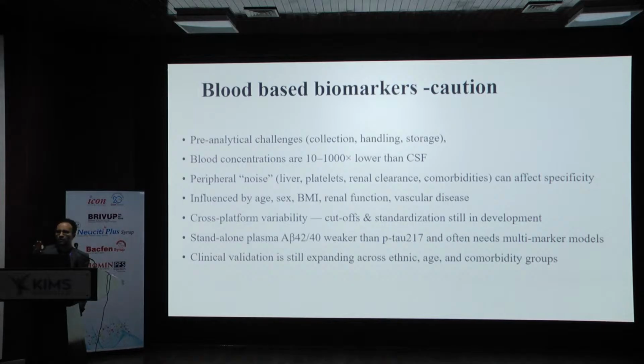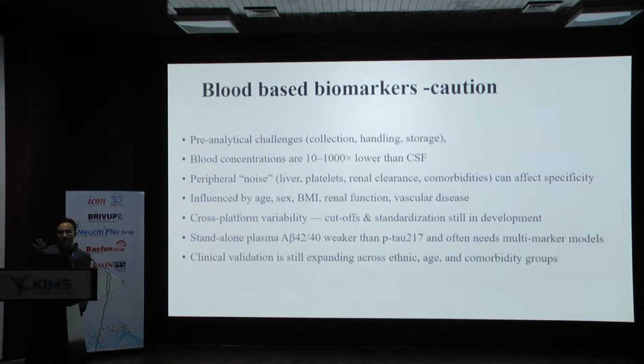And obviously there's a lot of peripheral noise because liver, platelets, renal clearance, comorbidity can all affect the specificity of these biomarkers. They're influenced by age, sex, BMI, renal function, and vascular disease. And there's cross-platform variability. Cutoffs are different across different platforms. So you need to be aware of this whenever you're interpreting these tests.